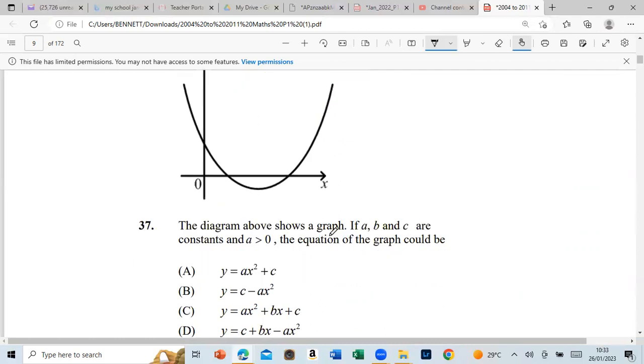The diagram above shows a graph. If A, B, and C are constants, A greater than 0, the equation of the graph would be... so A is greater than 0.